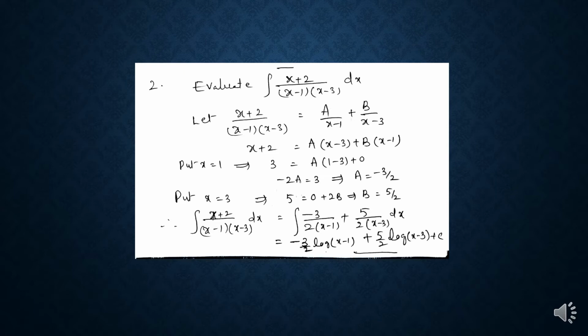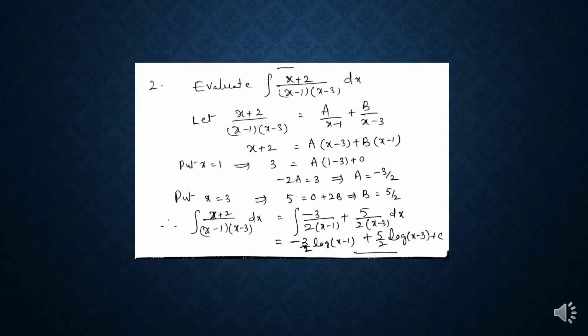So by taking LCM here, A into (x minus 3) plus B into (x minus 1) divided by (x minus 1) into (x minus 3). I am not writing the denominator here. By equating the numerators on both sides, we will get x plus 2 is equal to A into (x minus 3) plus B into (x minus 1).